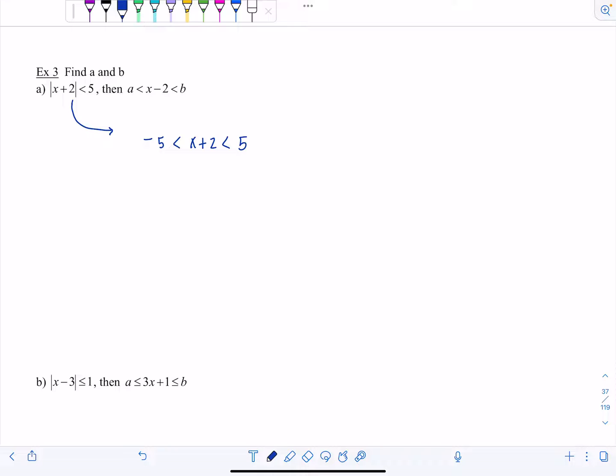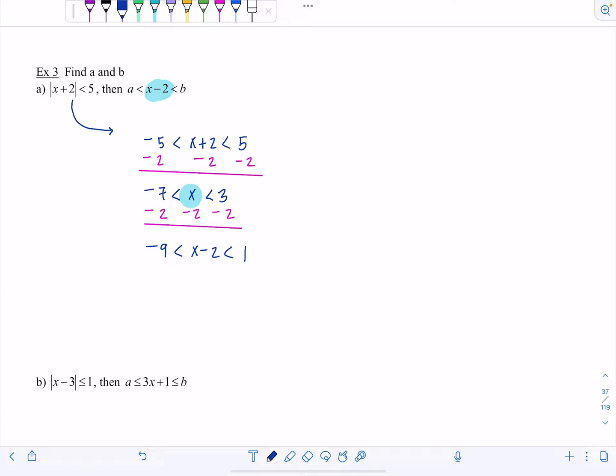I need x minus 2 in the middle. Let's get there in baby steps. First, let's get rid of this 2. You could just jump straight to the final answer, but let's not be too aggressive. So -7 is less than x is less than 3. I need x minus 2 in the middle, so subtract 2 one more time. And we're going to end up with -9 is less than x minus 2 is less than 1. Woo! So there we go. That's A. That's B. A is -9. B is 1.